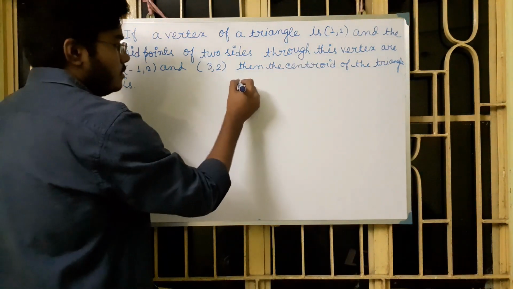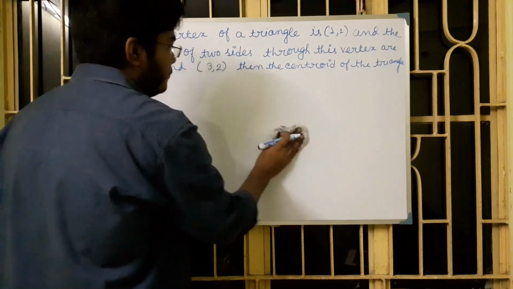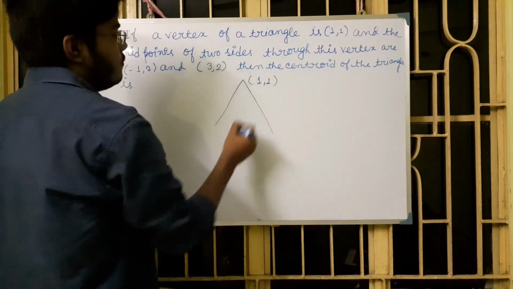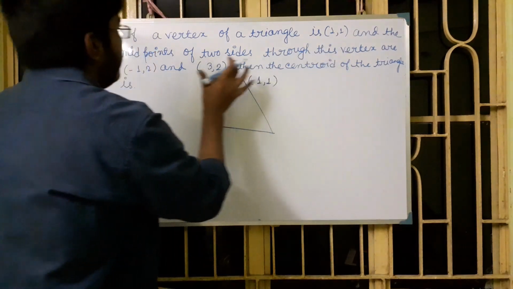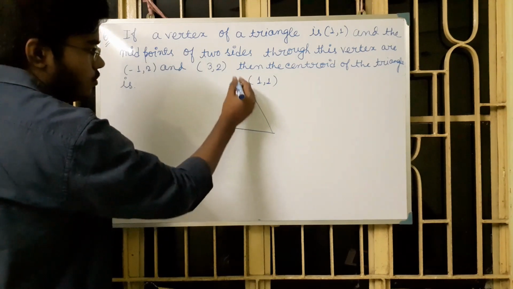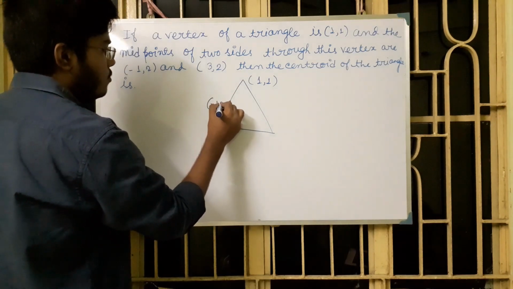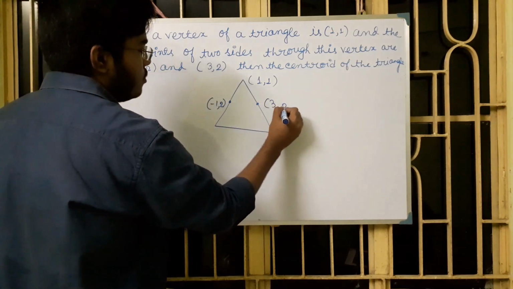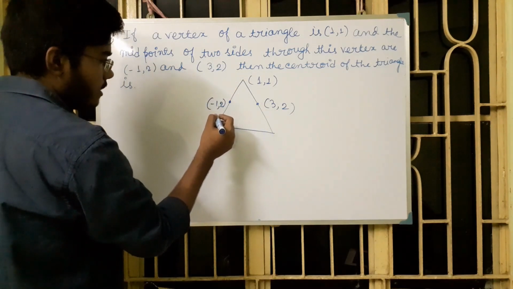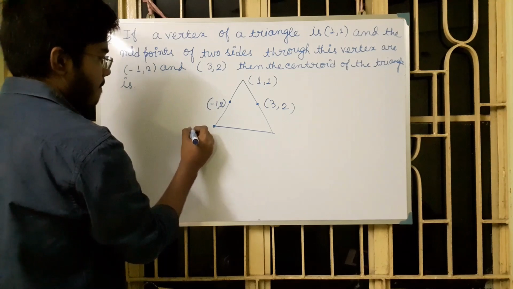So what they have asked is that this is (1, 1), the vertex of a triangle, and the midpoints of the two sides through this vertex are this and this. So the midpoints are (-1, 2) and (3, 2). So we can easily find that this will be what? It will be (-3.